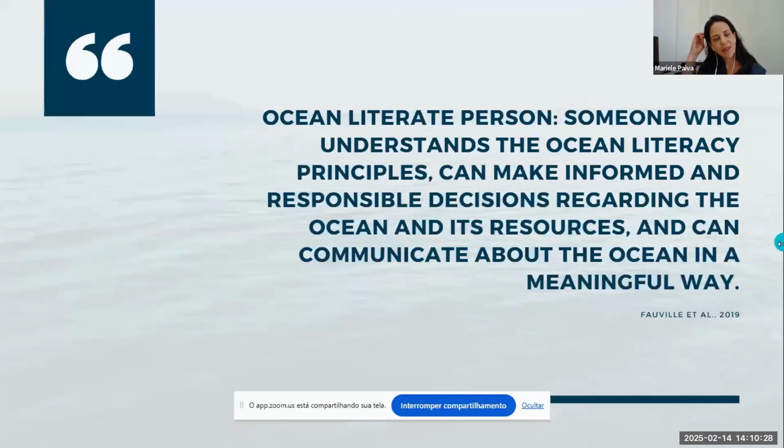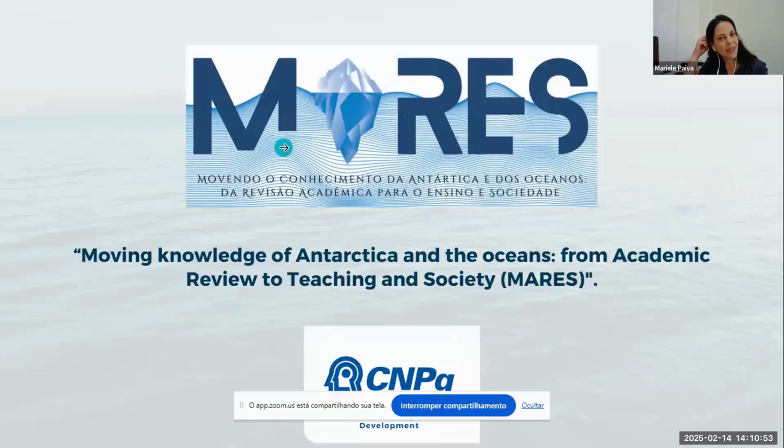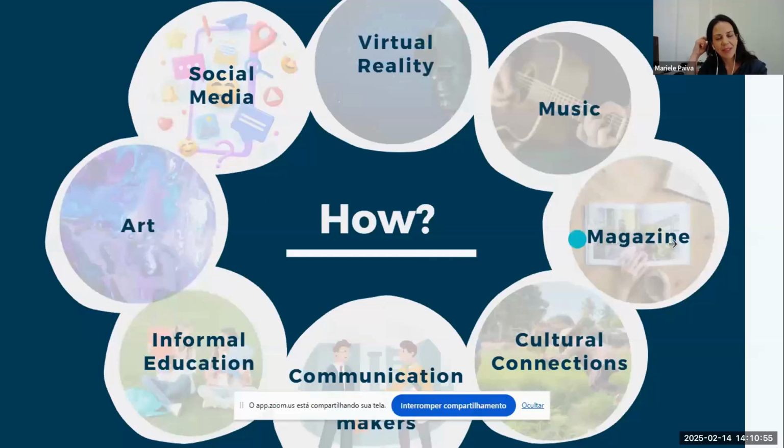At some point, it was realized that people understanding about the ocean is just not enough. We need people to change their behavior and be responsible and take care of the ocean like they do with their homes. So what is the best way to do it? There are many approaches that have been used now.